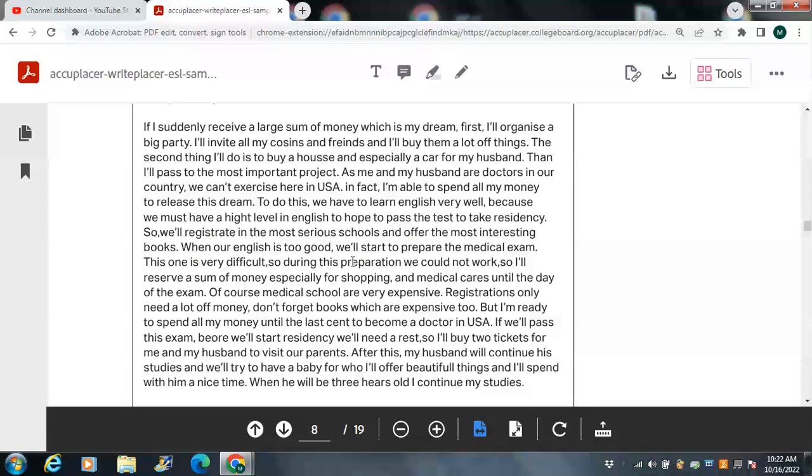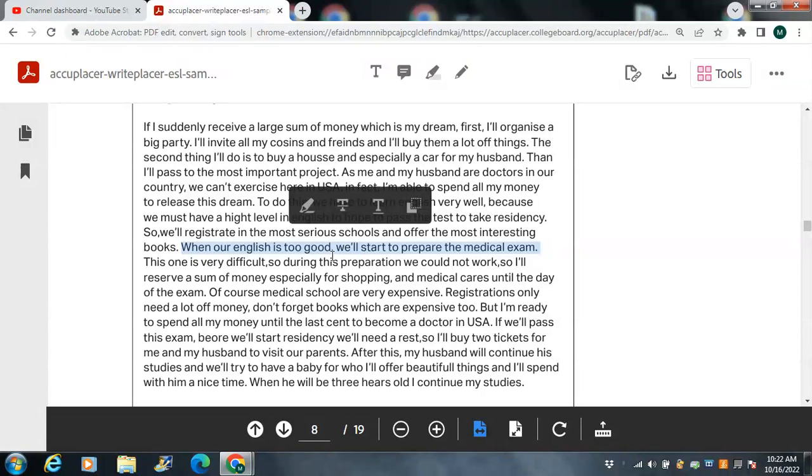When our English is too good, we'll start to prepare the medical exam. And so what they're really saying, this is another complex sentence with a dependent clause. It's a DC, dependent clause, comma, independent clause. When our English is good enough or is satisfactory, we will then start to prepare for the medical exam. So this sounds very conversational and slang like, rather than formal. And again, the capitalization on the English because we're referring to a language.